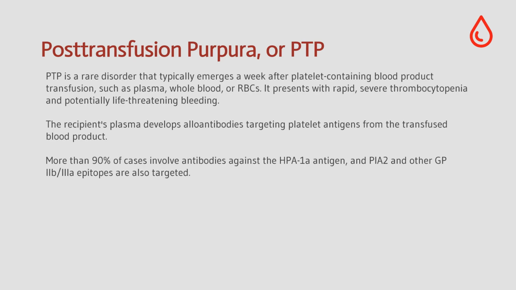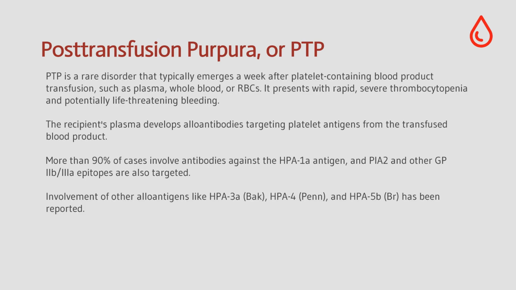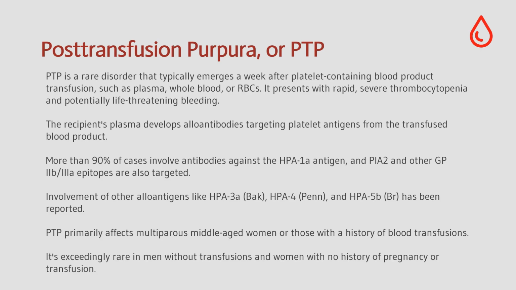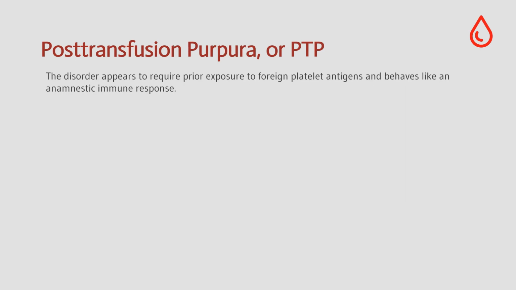More than 90% of cases involve antibodies against the HPA-1a antigen, and PLA2 and other GPIIb/IIIa epitopes are also targeted. Involvement of other alloantigens like HPA-3a, BOC, HPA-4, PEN, and HPA-5b, BR, has been reported. PTP primarily affects multiparous middle-aged women or those with a history of blood transfusions. It's exceedingly rare in men without transfusions and women with no history of pregnancy or transfusion. The disorder appears to require prior exposure to foreign platelet antigens and behaves like an anamnestic immune response.